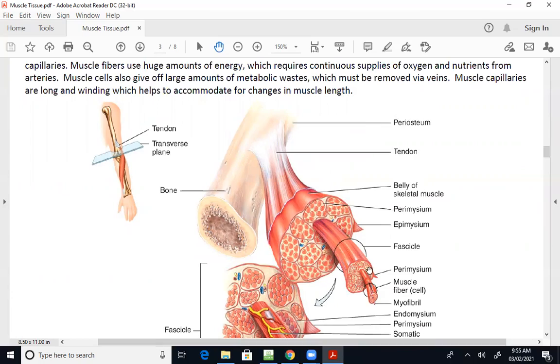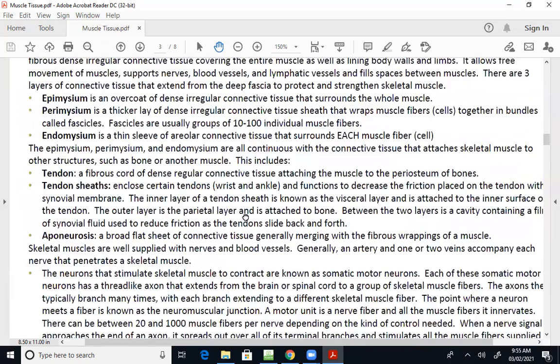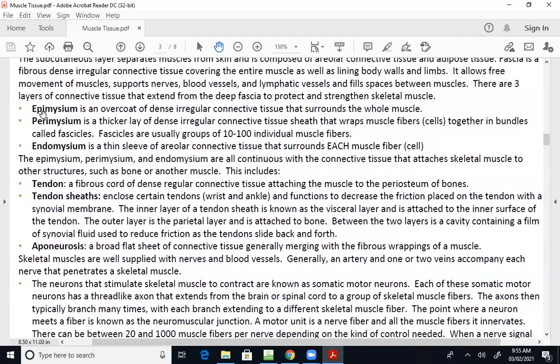Surrounding the entire muscle is what we call the epimysium. This is the most superficial, so we're starting on the outside. It is an overcoat of dense, irregular connective tissue surrounding and protecting the whole muscle. Deep to it is a thicker layer of dense, irregular connective tissue sheath that wraps muscle fibers, which is just another way to say muscle cells, together in bundles called fascicles, which are groups of 10 to 100 individual muscle fibers.